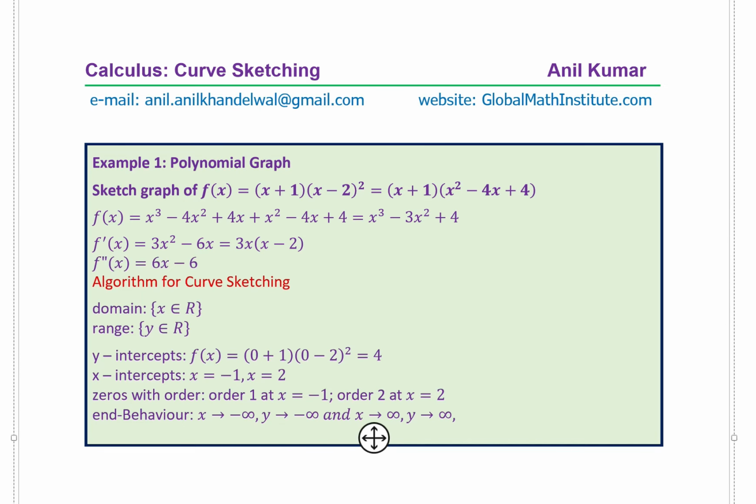So in the very first example, I've taken up a polynomial. The function is x plus 1 times x minus 2 whole square. Well, one option is to expand and simplify, but not necessary. So what we've done here is expand and simplify.